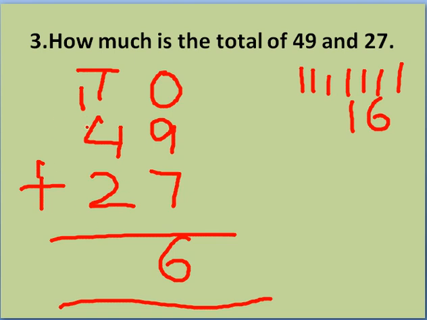Now adding these, 1 plus 4 is 5 and 2 more after 5, 6 and 7. So adding these, what do we get? 49 plus 27, that is 76. In this way you can do addition in which carry over comes, in which you get 2-digit number at ones place. Okay, this type of addition is called addition with regrouping. Practice this and try more problems to learn this in a better manner. Okay, thank you children.